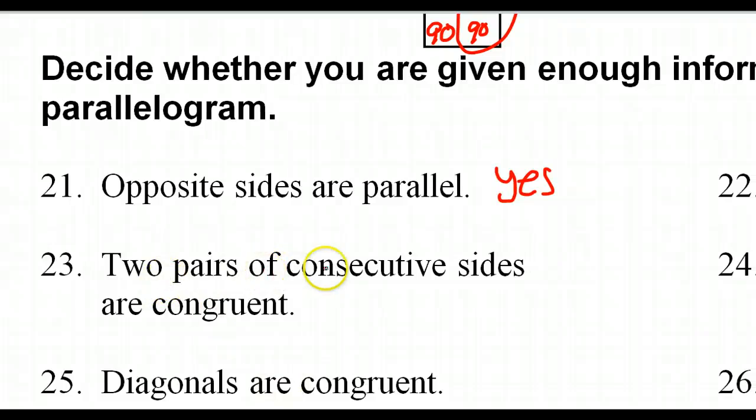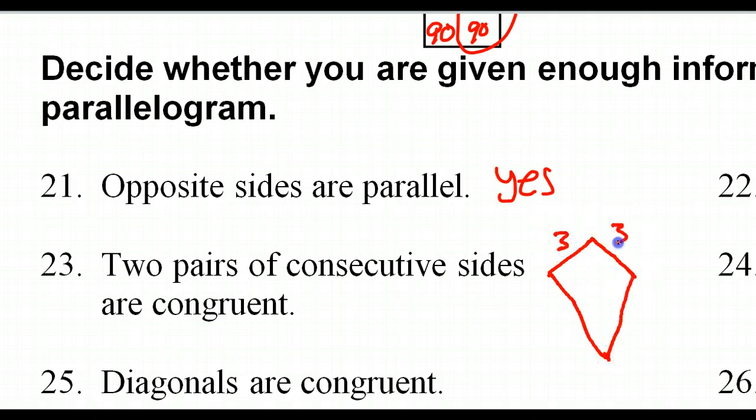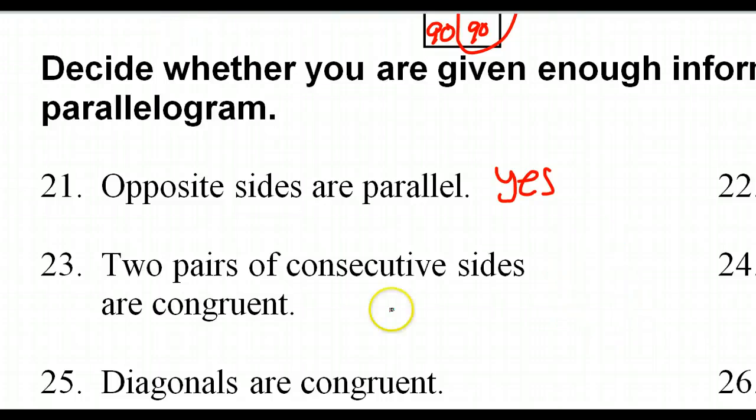All right, number 23. 2 pairs of consecutive sides are congruent. Yeah, that's not one of them. Please understand that the reason why that's not one of them is because we could be talking about a kite. If I had a 3, and a 5, and a 5, this would be 2 pairs of consecutive sides that are congruent. But that would not be a parallelogram. That would be a kite. Okay, so that's a no.